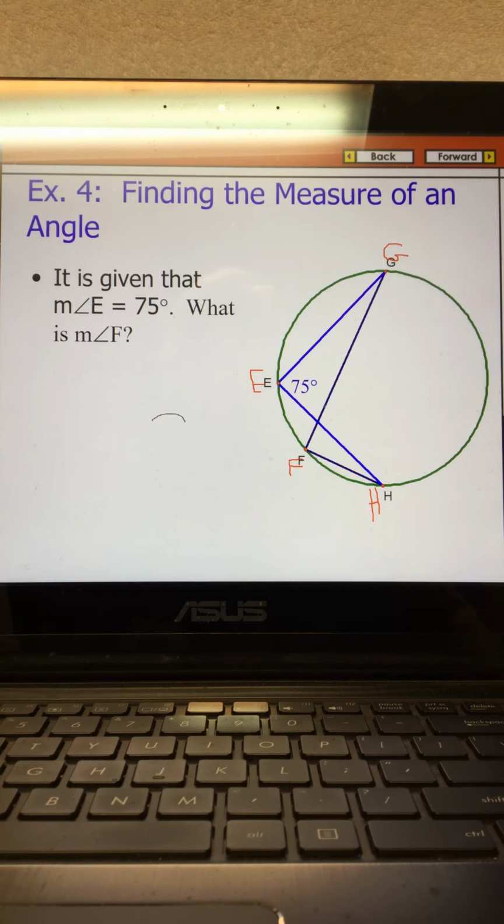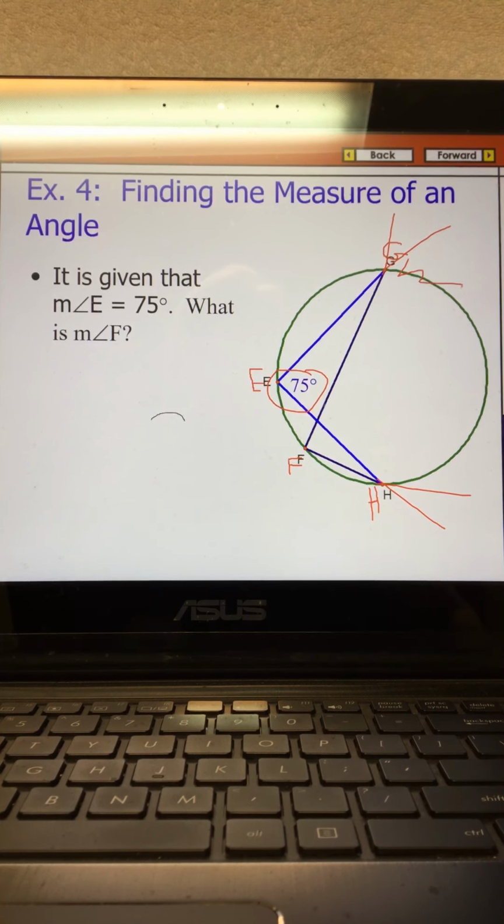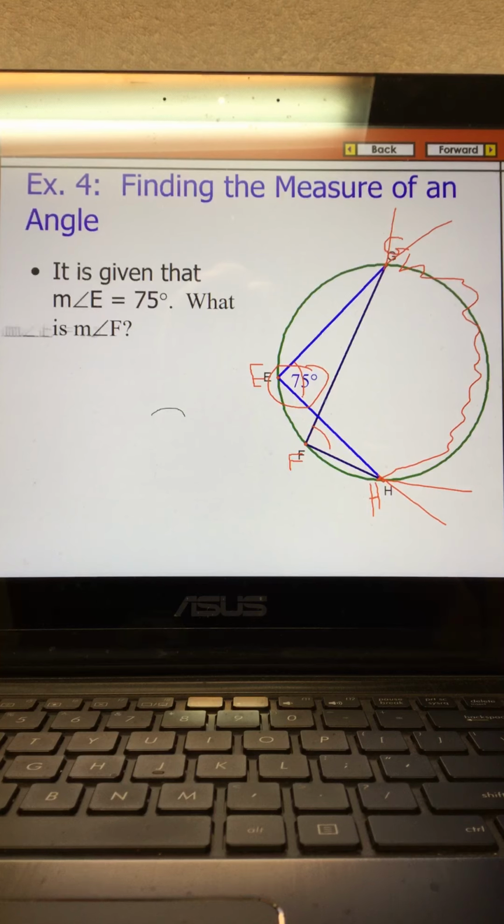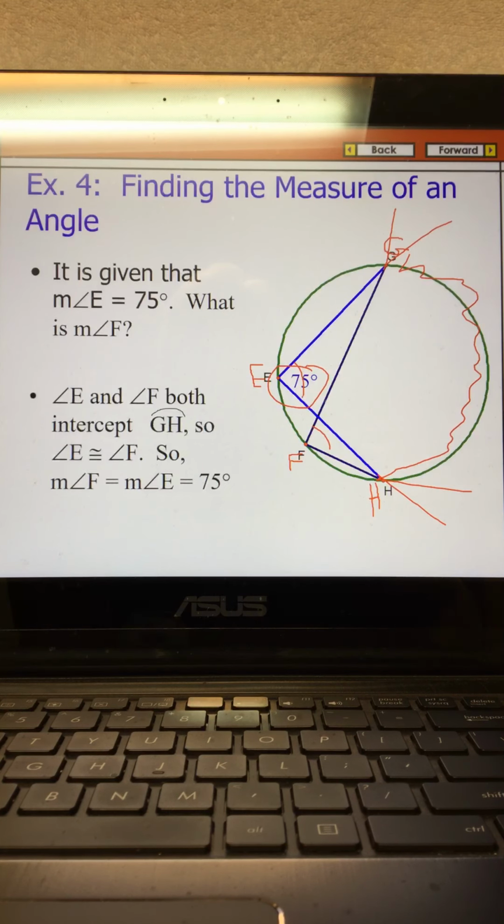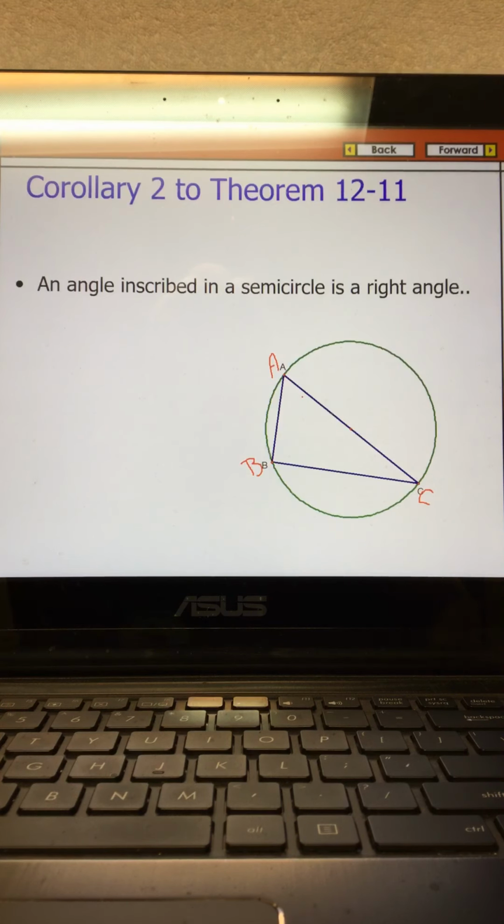So let's talk about this. It says that the measure of angle E right here is 75 degrees. Here is its arc. If I extend the sides of angle F out, I notice that it is intercepting the very same arc as E. Our previous corollary told us that those two are congruent, so that means the measure of angle F has to also be 75 since they are intercepting the exact same arc.